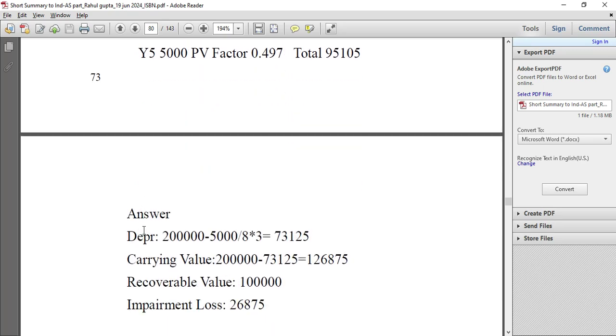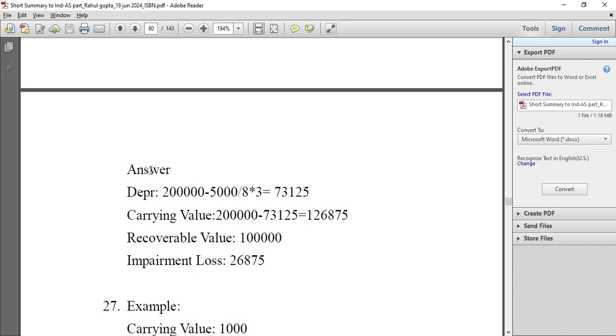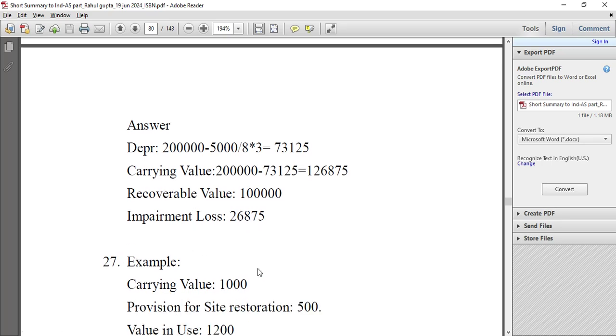Answer, depreciation is 2 lakh minus 5,000 divided by 8 into 3, which is 73,125. Carrying value is 2 lakh minus 73,125. That is 126,875. Recoverable value is 1 lakh as stated earlier. And impairment loss would be 26,875.